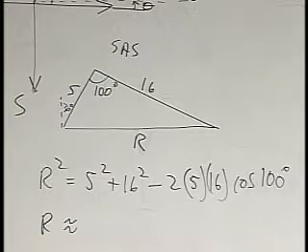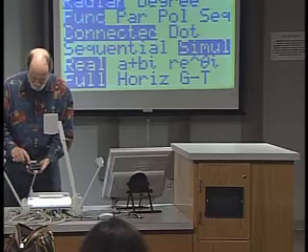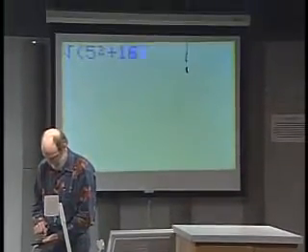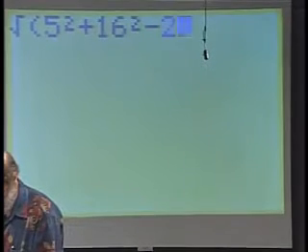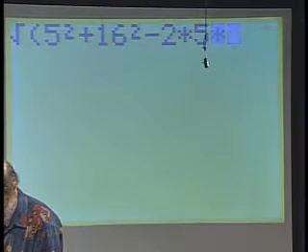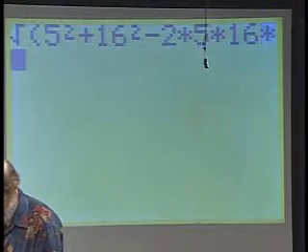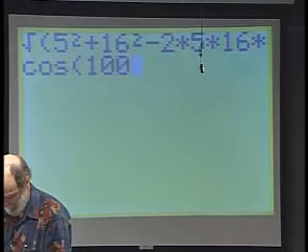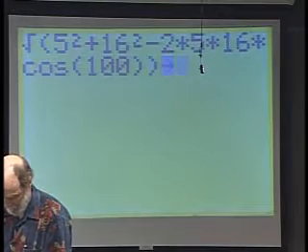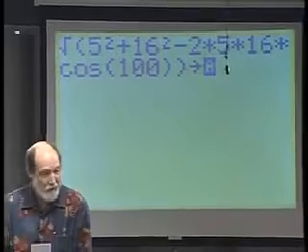Did you get it? Make sure you're in degree mode if you're going to use 100 degrees. So, big square root, 5 squared plus 16 squared minus 2 times 5 times 16 times cosine 100 degrees. And store that in alpha r.